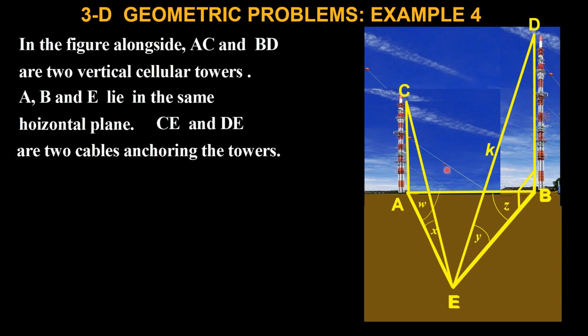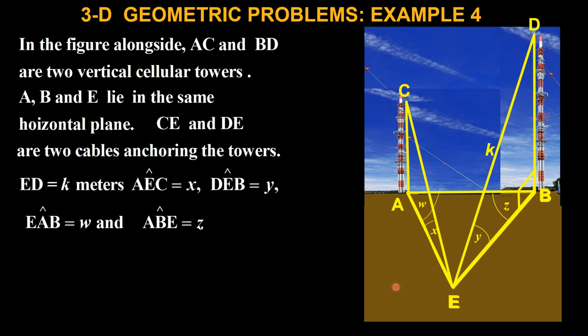See, these are cables. You can see there's other cables also, but we're looking at these two cables. And it anchors here at point E. We are given some measurements. ED is K. Angle AEC is X. Angle DEB is Y. Angle EAB, this one on the horizontal plane, is W. And angle ABE, the other one on the horizontal plane, is Z.